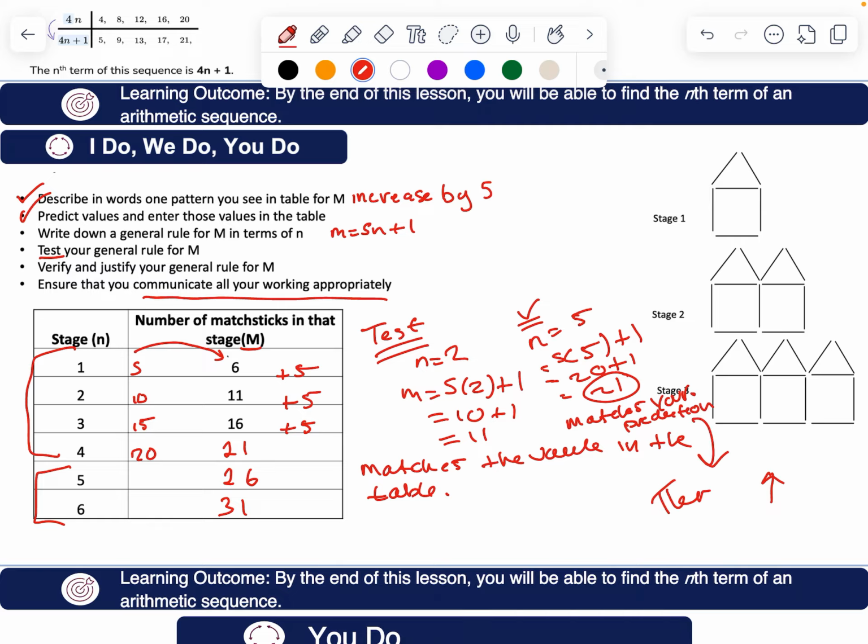Okay, I'm sorry I'm running out of space. Didn't really plan this one well. Therefore, my answer is verified. Okay, that is verified. Right, when it comes to justify then, sometimes the question already lays it out for you, but how am I going to justify that this is the rule for the pattern on the right?